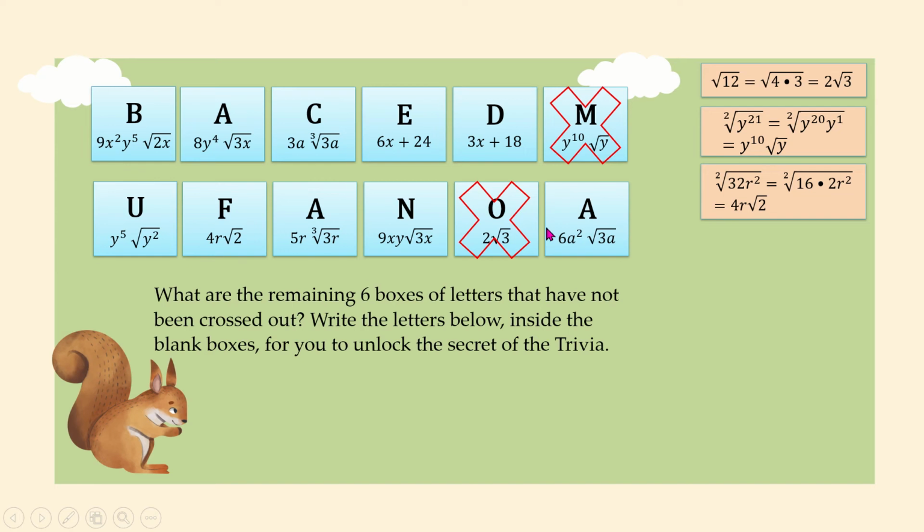So if we are to locate 4r square root of 2 on the blue boxes, we find there letter F. So F is crossed out.